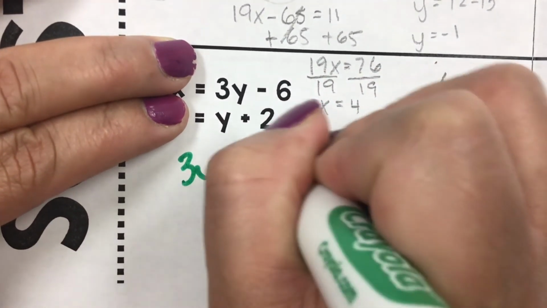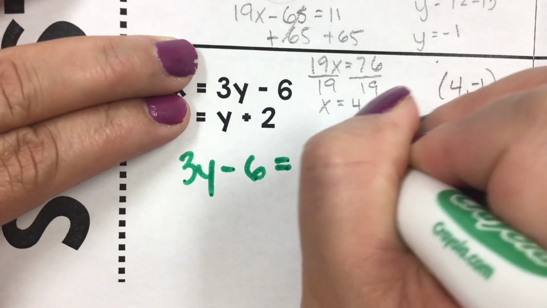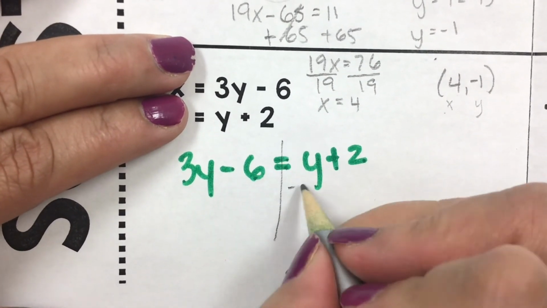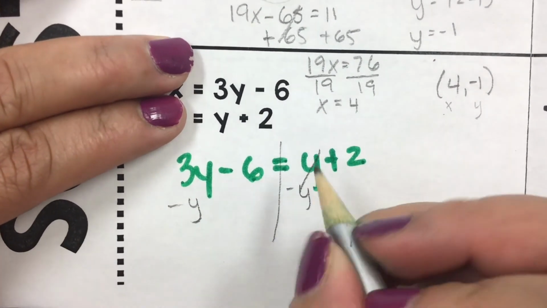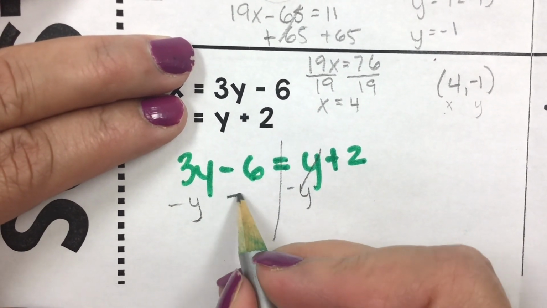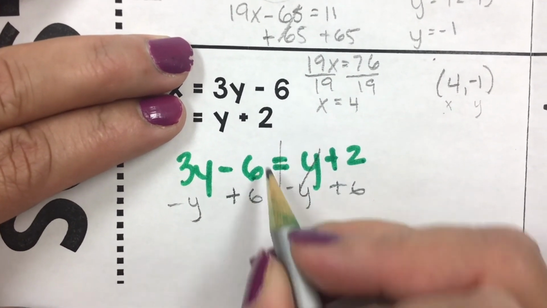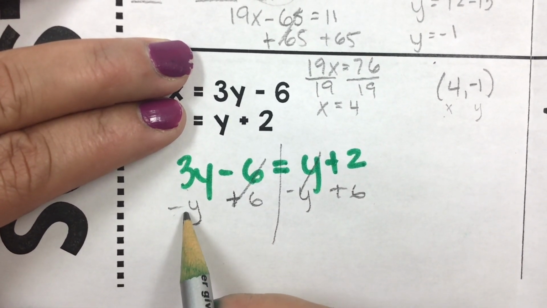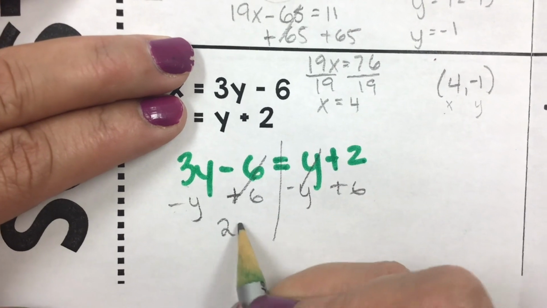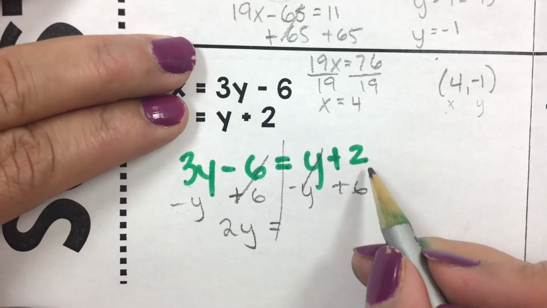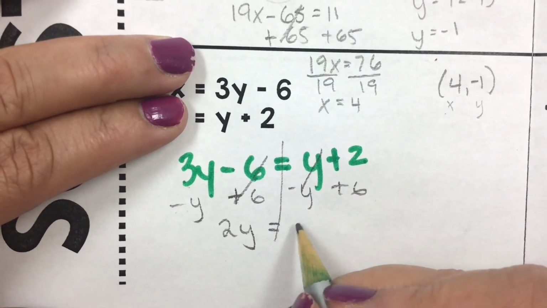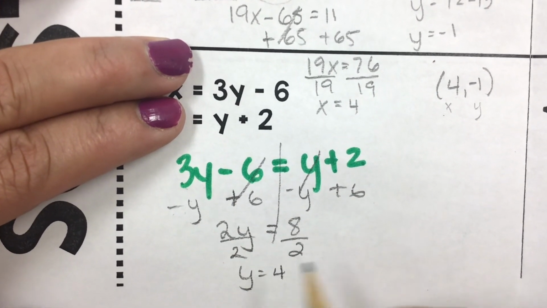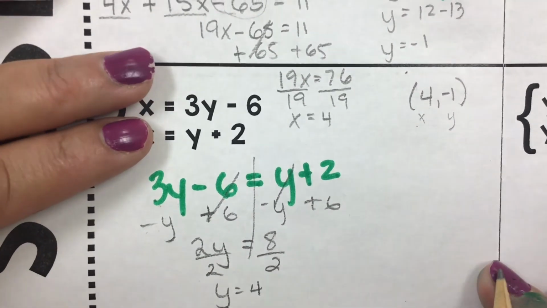3y minus 6 is equal to y plus 2. Now we're going to solve for y, minus y on both sides. I'm going to go ahead and add 6 to both sides. 3y minus 1y is 2y. 2 plus 6 is 8, and then we're going to divide by 2. y is equal to 4. That's our y value. Now we need our x value.